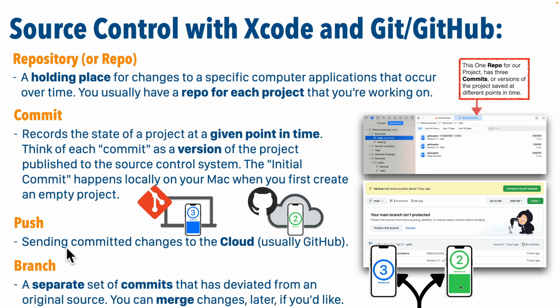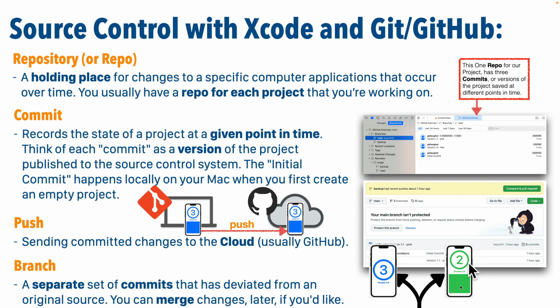When we push, we're saving changes that we've committed locally into the cloud. In our case, we're pushing them up to GitHub. And a push syncs up any local commits on our computer with what we've got in our GitHub repository. Now, a branch refers to a set of commits that splits from the earlier commit.